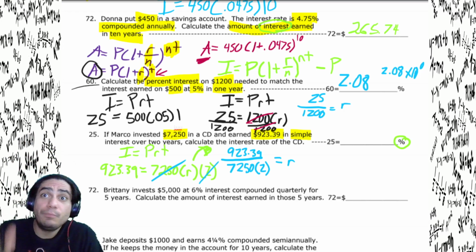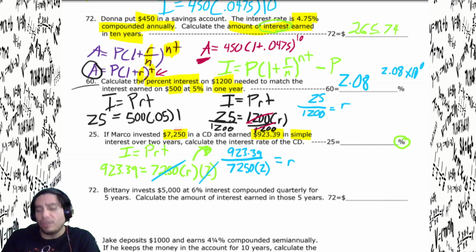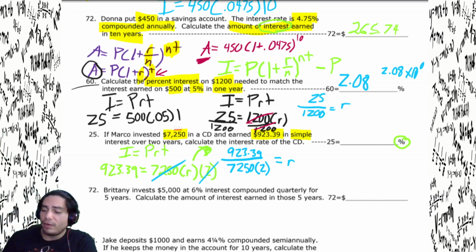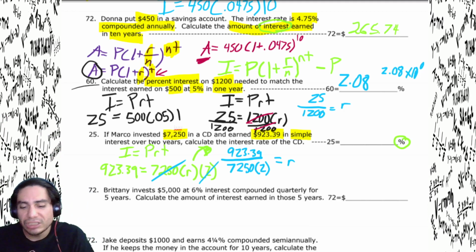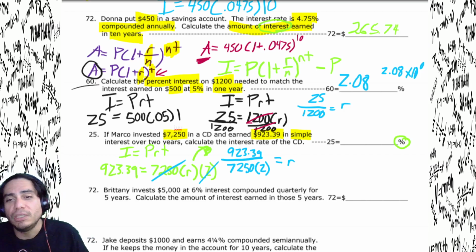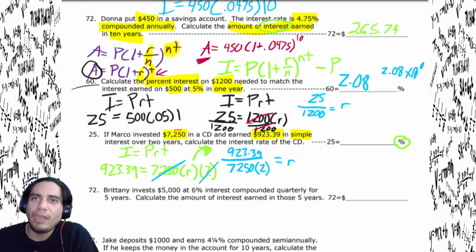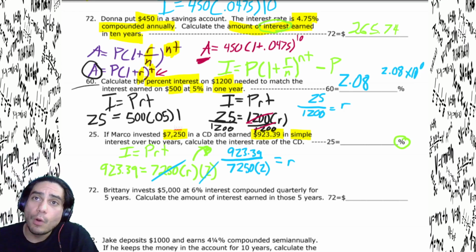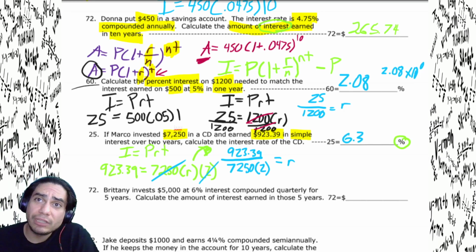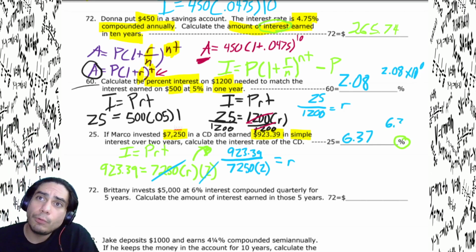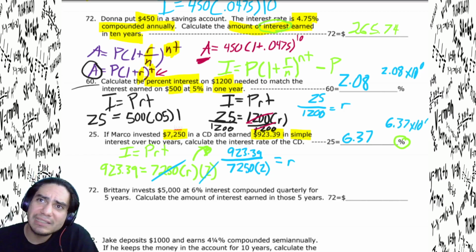No, we're not, because this is a percent problem. You better have answered it. You better have caught it before I wrote it down. We still got to multiply by 100 because we're changing this into a percent. And now we're good to go. We got 6.37, or 6.37 times 10 to the 0.